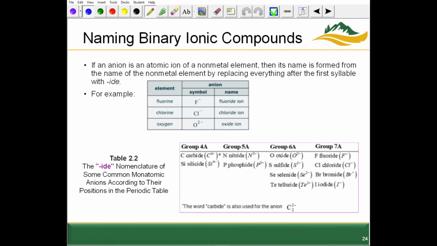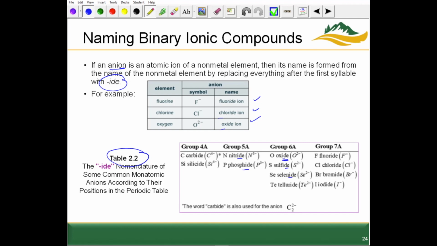So we're changing the name of the anion to end in IDE. Here are some examples we've seen so far: fluorine to fluoride, chlorine to chloride, oxygen to oxide. And I did point out this table as well, so table 2.2 for some other name changes with this ending of IDE.